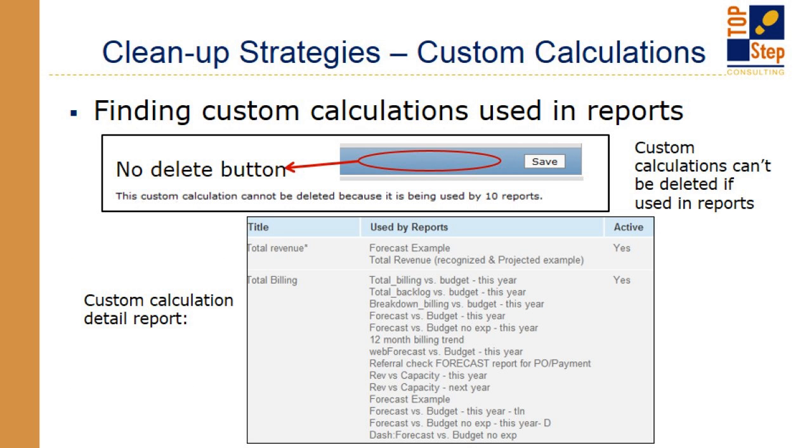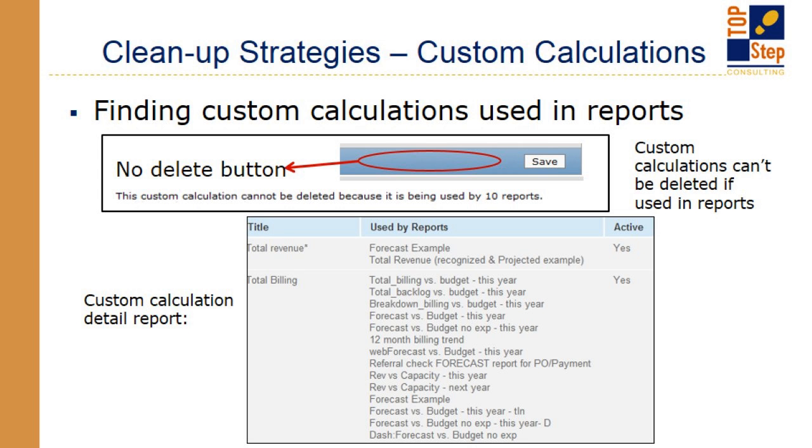Oftentimes people realize they've created a custom calculation, put it in a report, and maybe that's not what they actually needed to get to, or maybe that's not valid any longer due to organizational changes. So if you go into your custom calculation and you try to delete it, but you discover it won't let you, it's because it's being used in a report. So to find out what reports it's being used in, you want to go to the detailed reports in OpenAir, and you can run a custom calculation detail report.